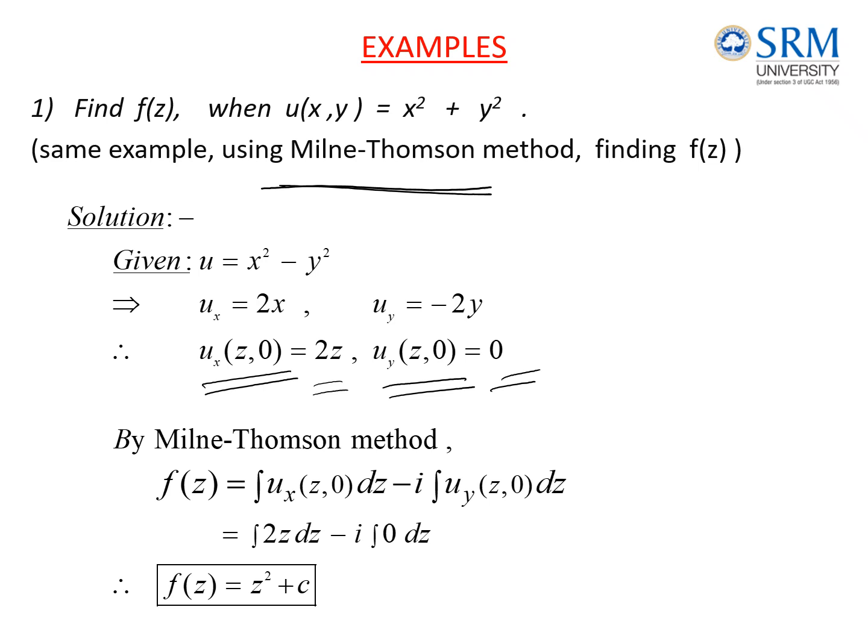So if I substitute ux at the point z comma 0 here, it will become 2z dz, and here uy at the point z comma 0 is 0. So this integrand becomes 0. Therefore if I integrate 2z with respect to z, I'll get z square. So the same answer we are getting here. So by the Milne Thomson method, we can construct the analytic function f of z. Otherwise, by finding the conjugate harmonic function also, we can find the analytic function. Then we can take one more example to make this clear.